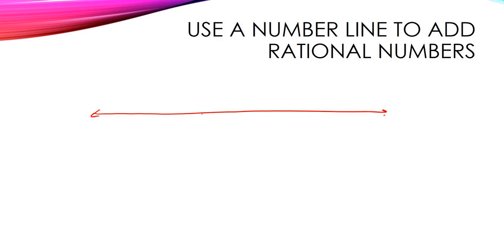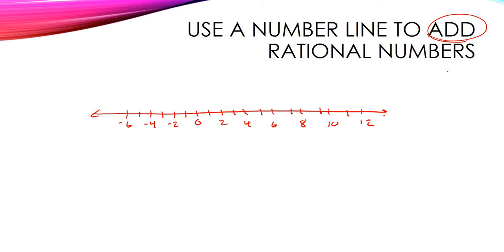Let's see. Put 0 here, -1, -2, -3, -4, -5, -6. That ought to be enough. And then 1, 2, 3, 4, 6, 8, 10. Whoops, this is not a very even number line, but you get the idea. So number line using to add and subtract.